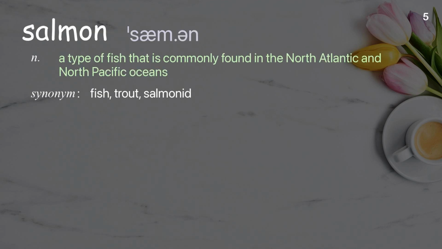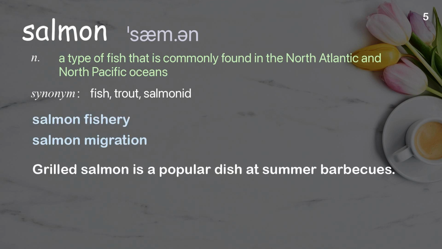Salmon. A type of fish that is commonly found in the North Atlantic and North Pacific Oceans. Examples: Salmon fishery, salmon migration. Grilled salmon is a popular dish at summer barbecues.